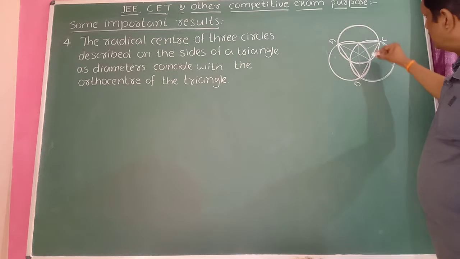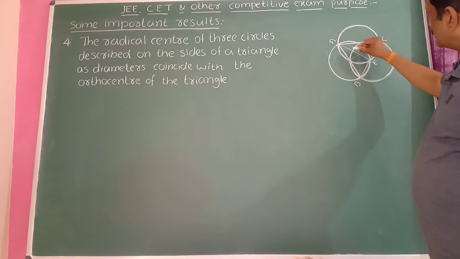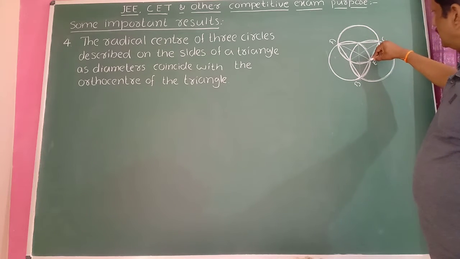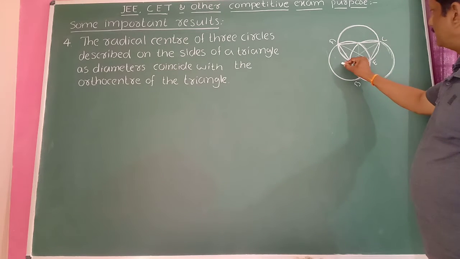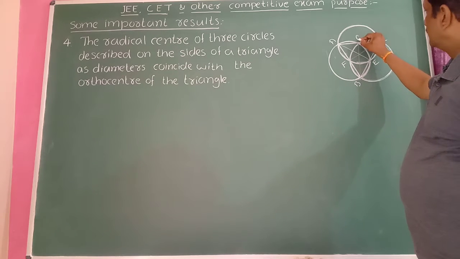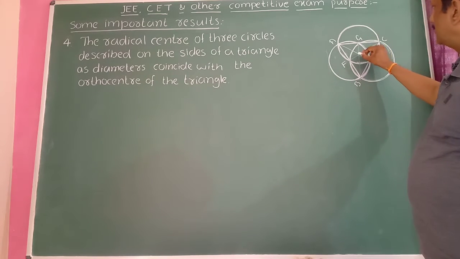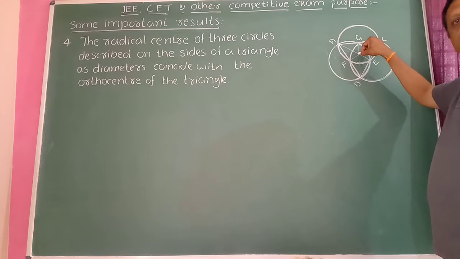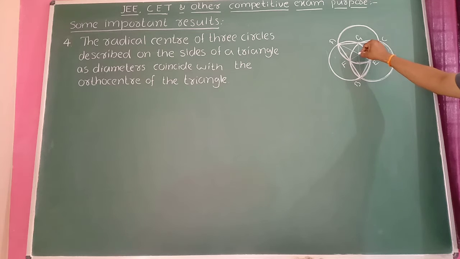So consider this part as A here. AE is the altitude of the triangle here. Similarly CF is the altitude here, and BG is also an altitude. So this is a point of intersection here. The point of intersection of the altitudes itself is the orthocenter here.